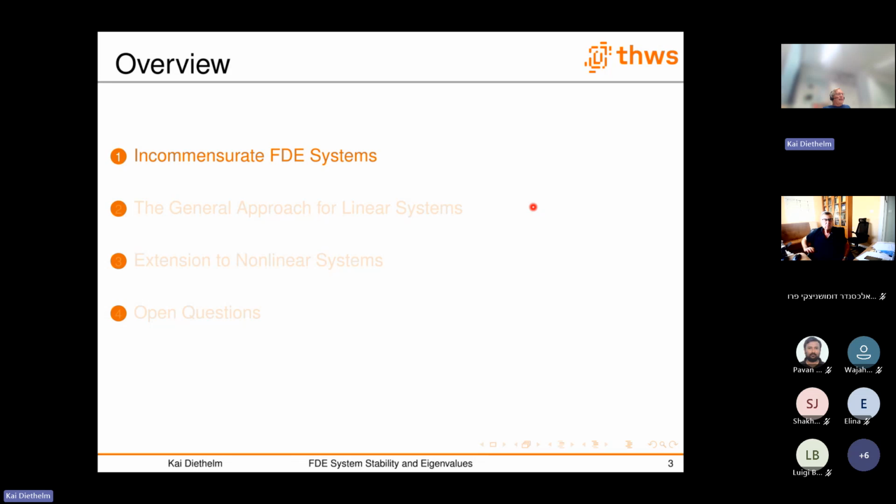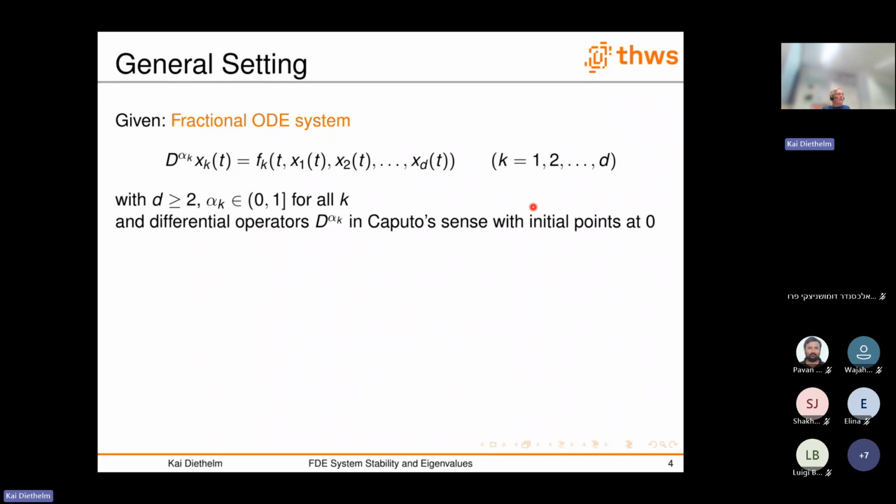Okay, so let's begin with incommensurate fractional differential equation systems. So we're talking about ordinary differential equations, first of all. I won't say anything about partial differential equations here. So this is the kind of system that we have. We have a d-dimensional system of differential equations. Each equation is a fractional differential equation with a Caputo type differential operator of order alpha k.